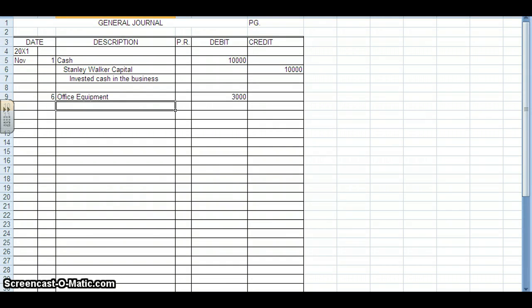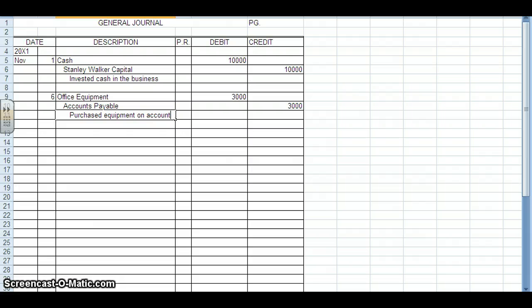Okay, the next one I indent. Anytime I have a credit, I indent the credit account. So this was accounts payable, and that was for $3,000. And then I'll do a description. I'll indent that twice. And we purchased equipment on account. And this is where I can do the description. I don't need the formal account.